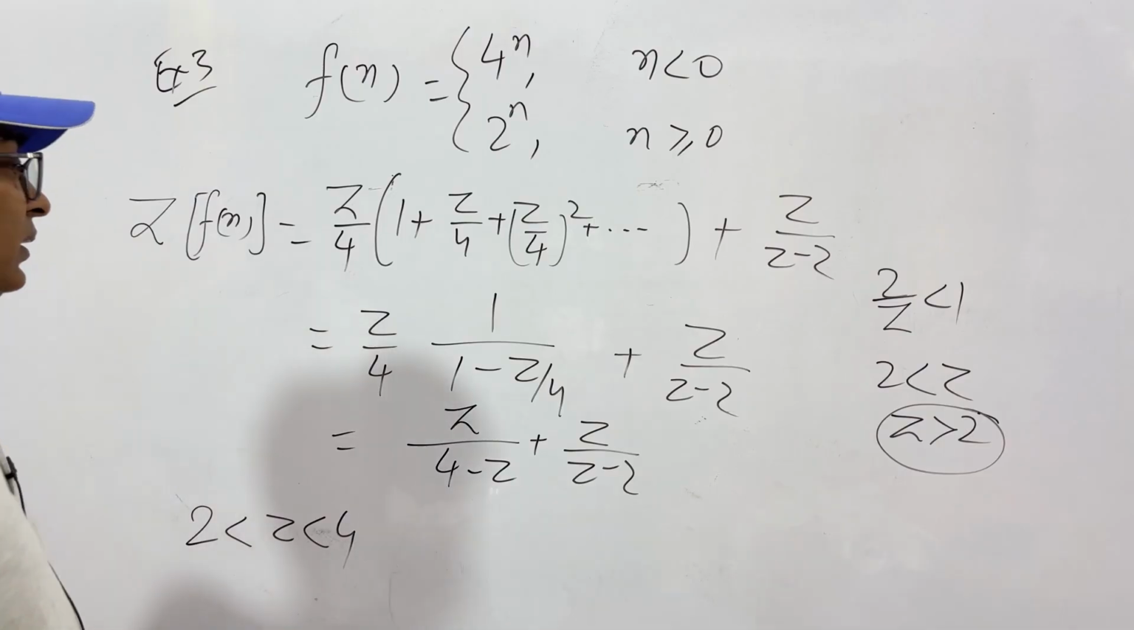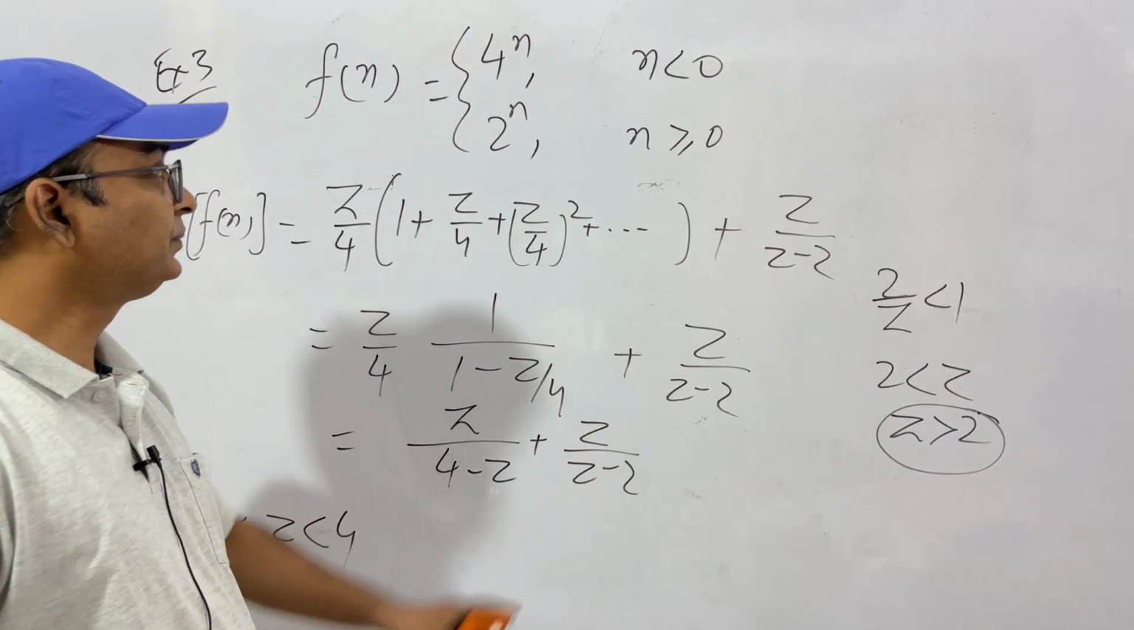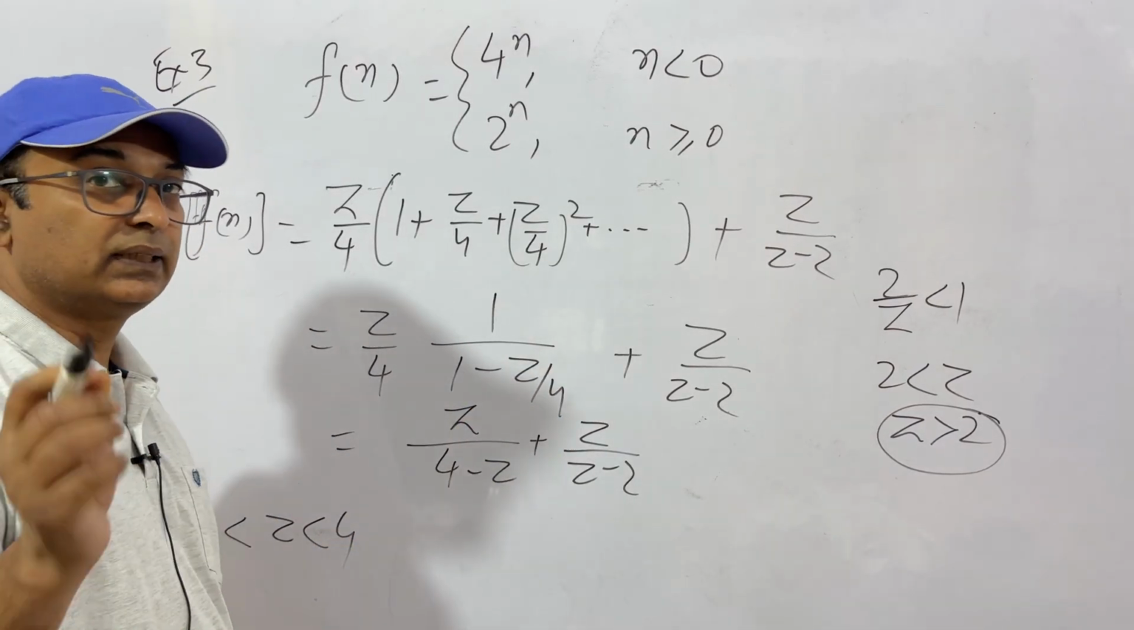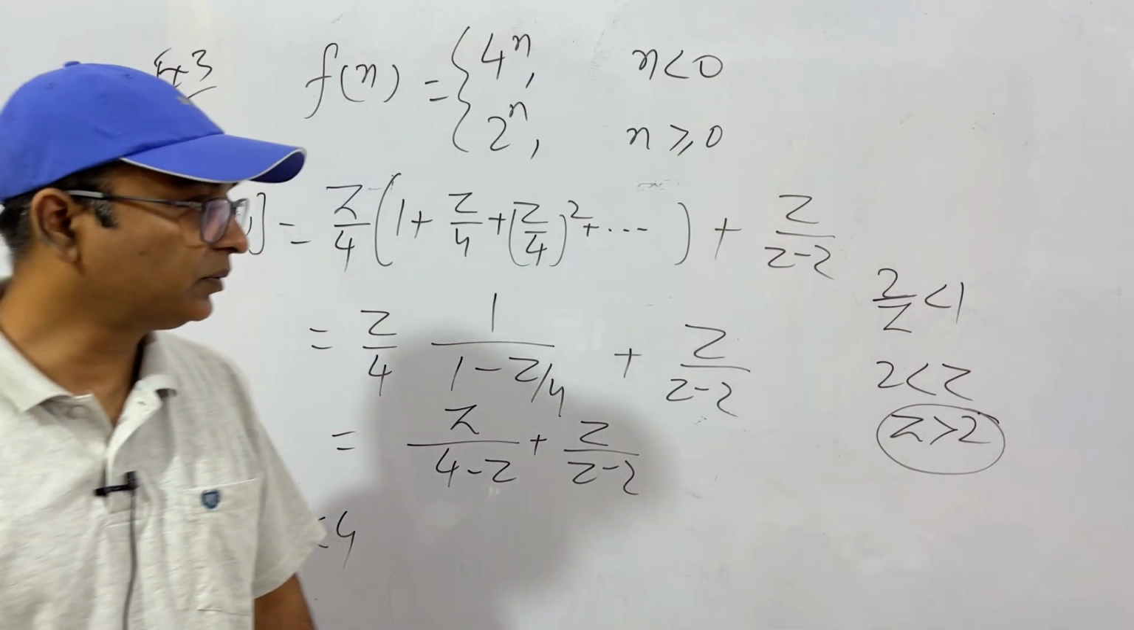So you can combine it also. So this is the result, and this is the region of convergence. I think this is clear to you. Solve some examples from the book and you'll understand.